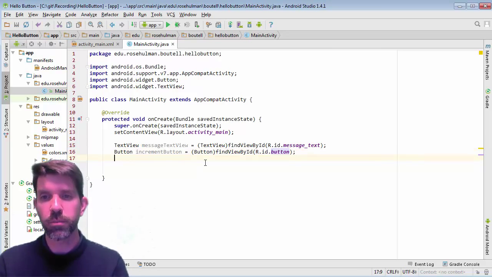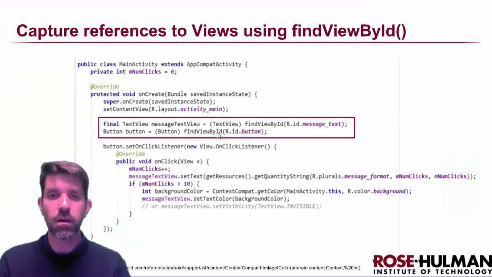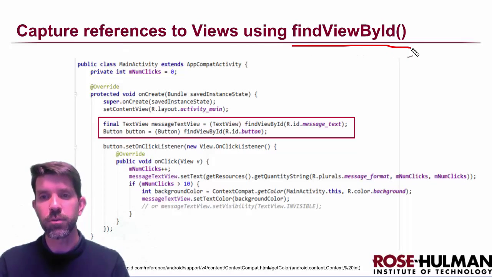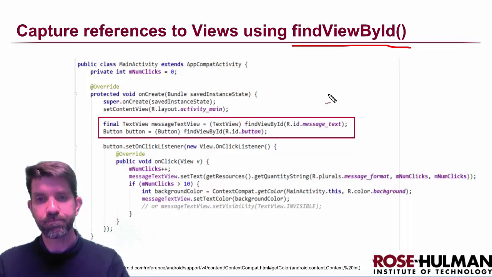I could have used the increment button if I wanted to be consistent. Not a problem in a small program. All right, and so I've captured my widgets. That's all that's going on here. Any references to views, you're going to capture using findViewById. Easy thing to do.